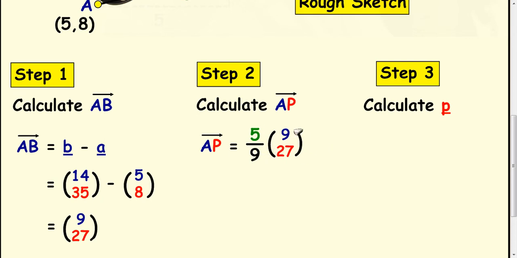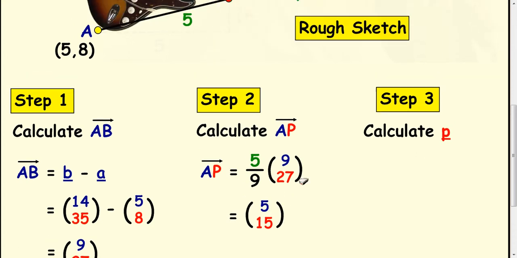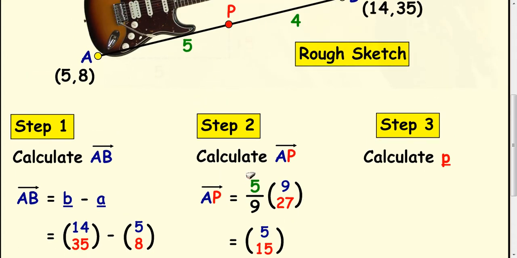So to get 5/9 of (9, 27), you take 5/9 of 9, so divide 9 by 9 and times it by 5. That's going to be 5. And then 27 divided by 9 is 3, times by 5 is 15, so (5, 15). So from A to P is (5, 15).